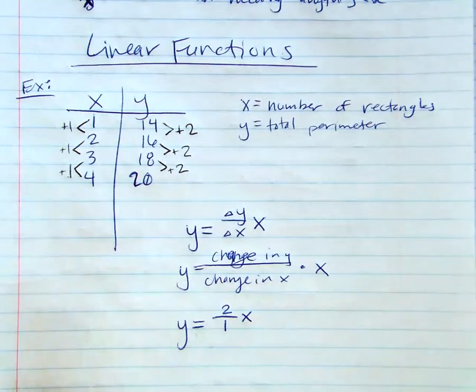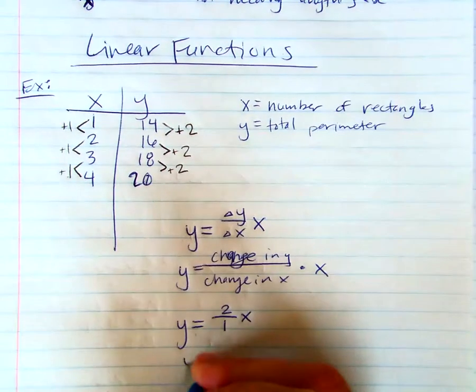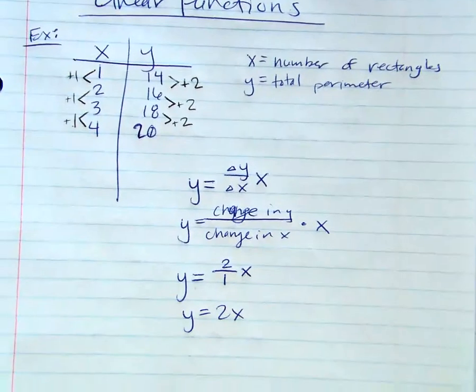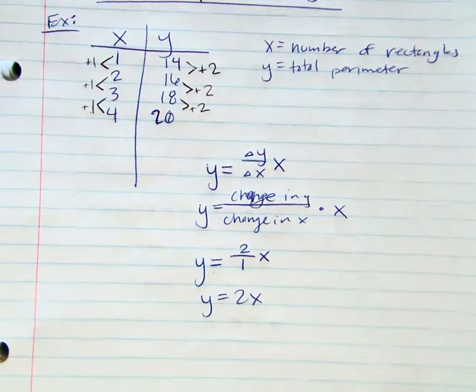What is 2 over 1? It's just 2, the whole number 2. So this equation starts with y equals 2x. Now that was only the first step. There is more to this.